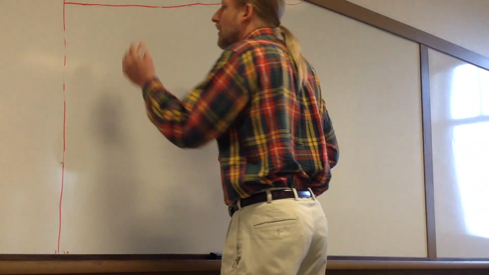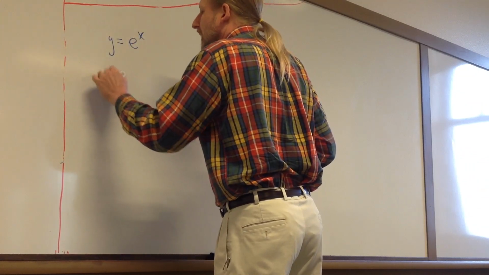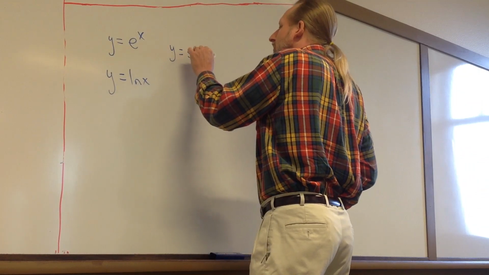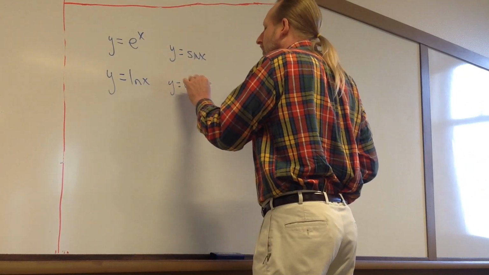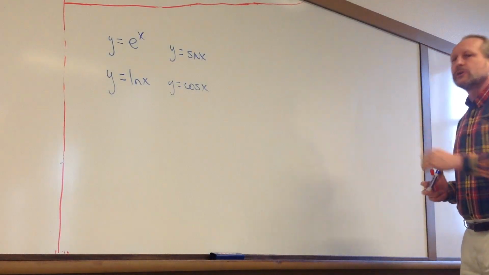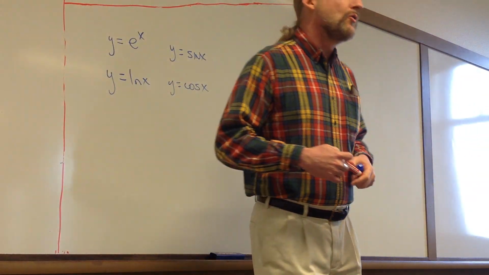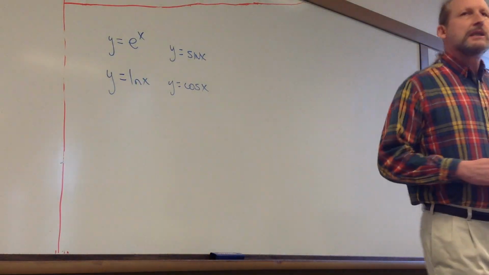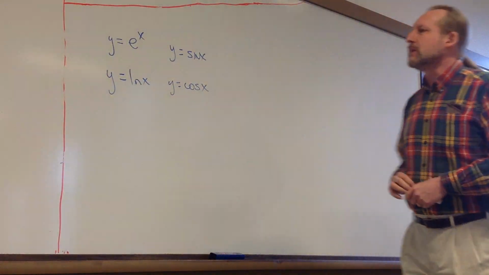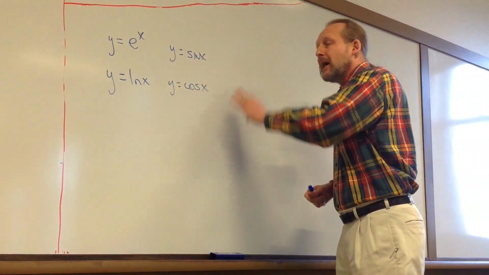So transcendental functions are the exponential, y equals e to the x, y equals ln x, and y equals sine or cosine, or really any trigonometric function. So these are called transcendental functions. They're not polynomials. There's no real nifty way to calculate something like the sine of 73 degrees, okay? And so this is a method that allows us to calculate these values.